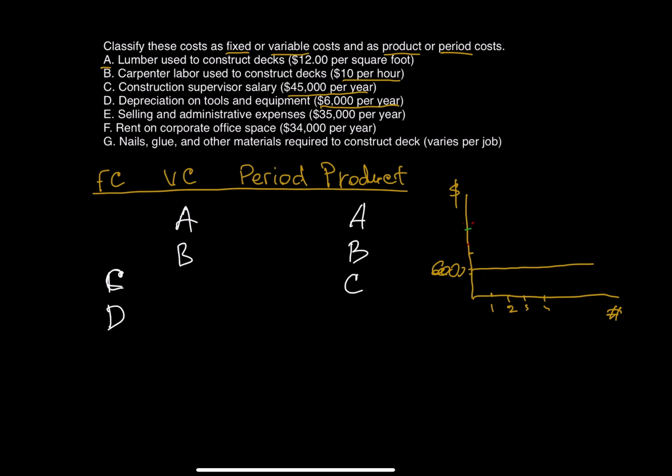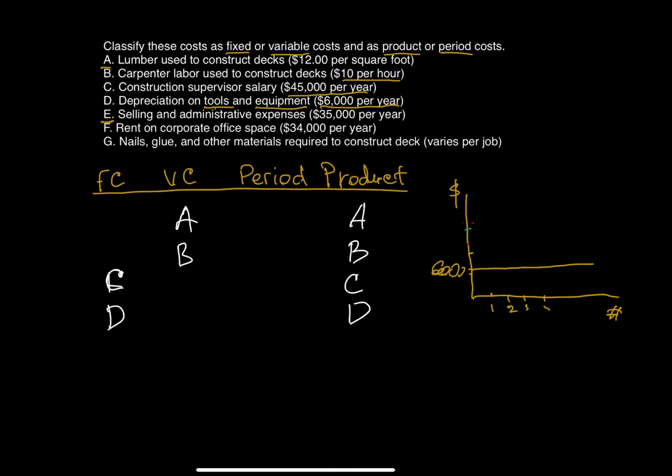Now, in terms of product or period, we need to look into what kind of depreciation this is, what we are depreciating. It says it's a depreciation on tools and equipment. The tools and equipment are used in the production process. Therefore, it's going to be a product cost. It's D.